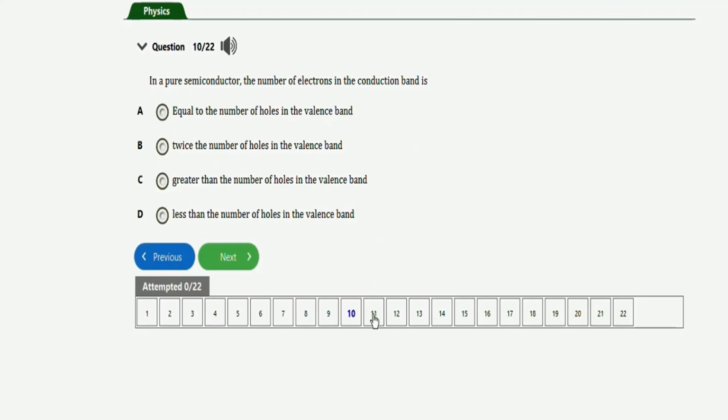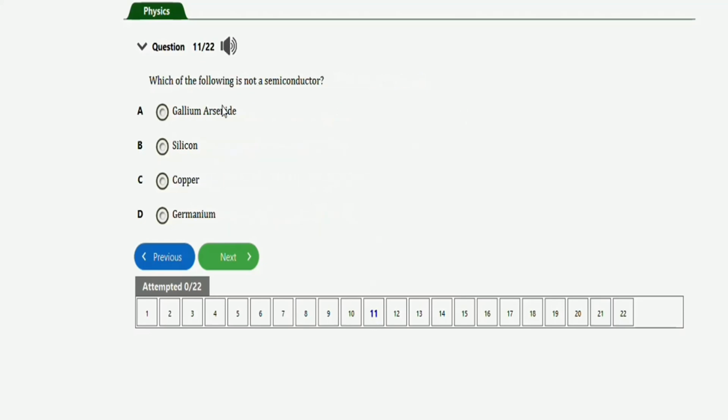The next question will be this one. It says which of the following is not a semiconductor? We have gallium arsenide, silicon, copper, germanium. So it's a simple question. The right option is option C. Copper is just a metal, it's not a semiconductor. So option C, the right option.